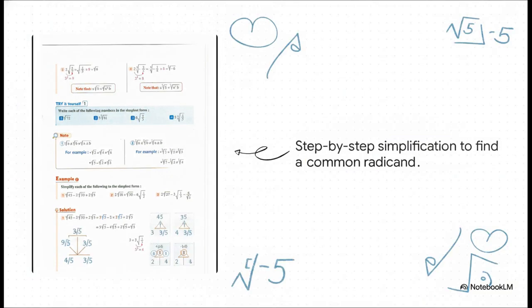Let's walk through this masterpiece of a problem together. At first glance, root 45 minus 2 root 20 plus 2 root 5 looks, frankly, impossible to combine, right? The radicands are all completely different. But hey, remember our toolkit.